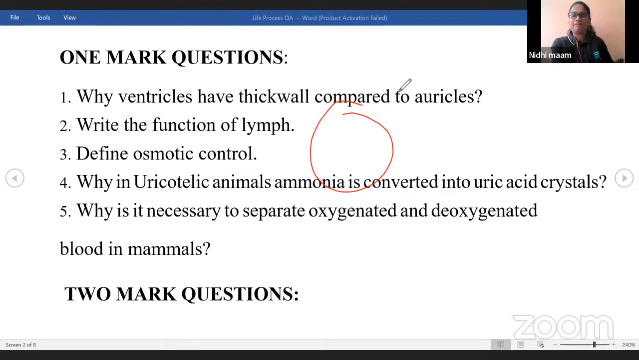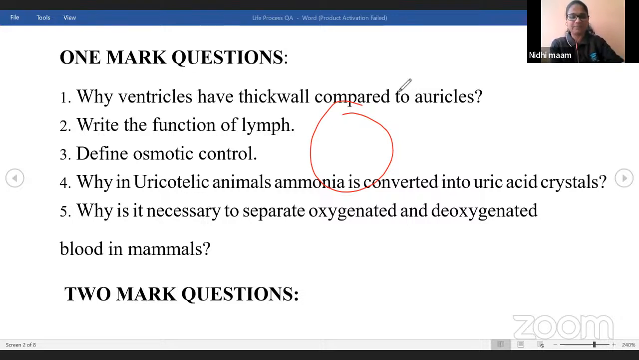Fourth question, an applied question. Why in uricotelic animals is ammonia converted into uric acid? Uricotelic animals come up, right? So why is ammonia converted into uric acid in these uricotelic animals? What is the reason for it?